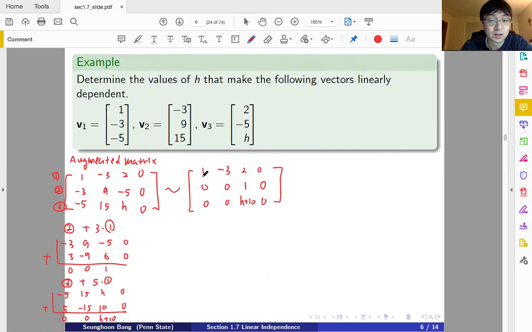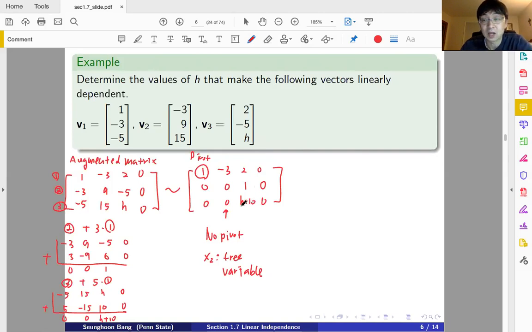So what happens? This one is a pivot. What's the second row? No pivot. So what does it mean? The x2 is a free variable. So what's the value of h? h is any number. If h is -10, this is also 0, but this is a pivot, 1. h plus 10 is non-zero, and this is a pivot, so it doesn't matter.